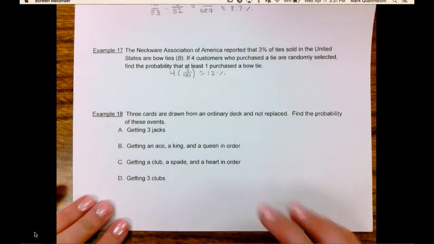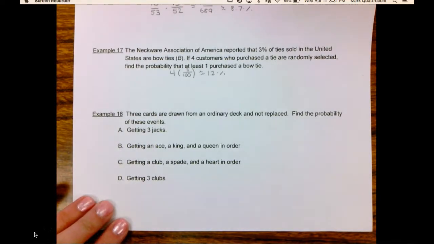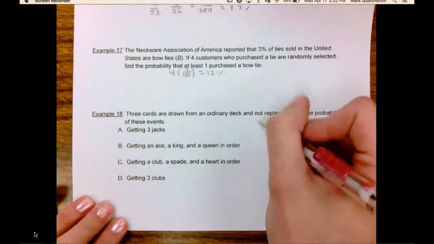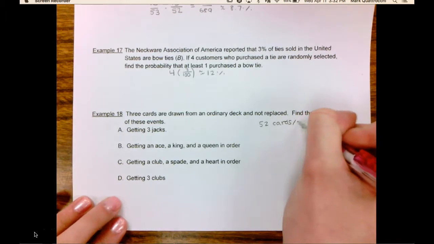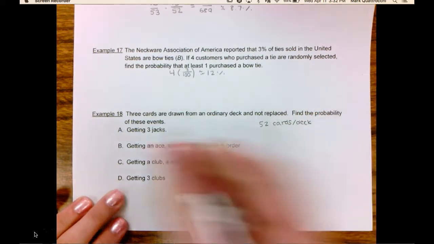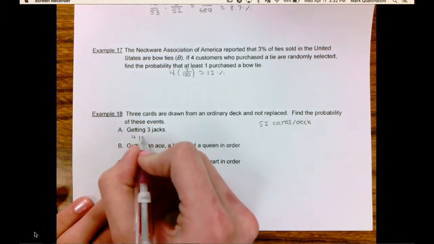So 3 cards are drawn from an ordinary deck and not replaced. Find the probability of these 3 events: getting 3 jacks, getting an ace, a king, and a queen in order, getting a club, a spade, and a heart in order, or getting 3 clubs. So there are 52 cards in a deck, and there are 4 jacks.